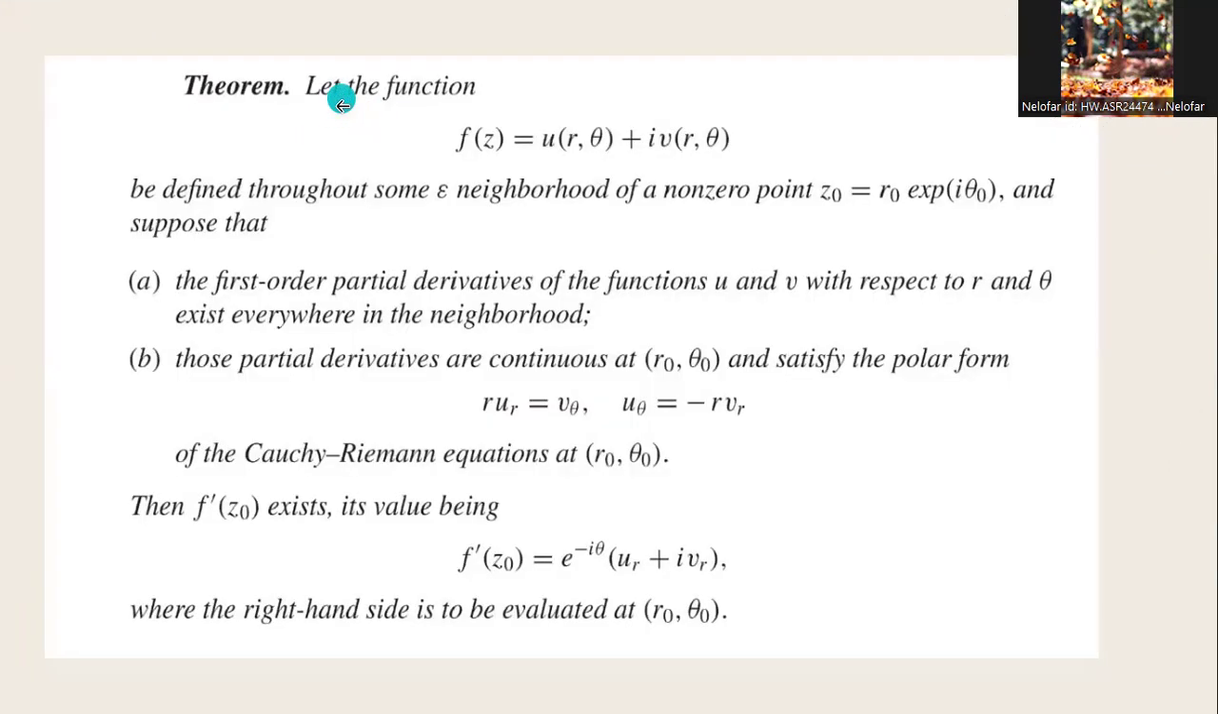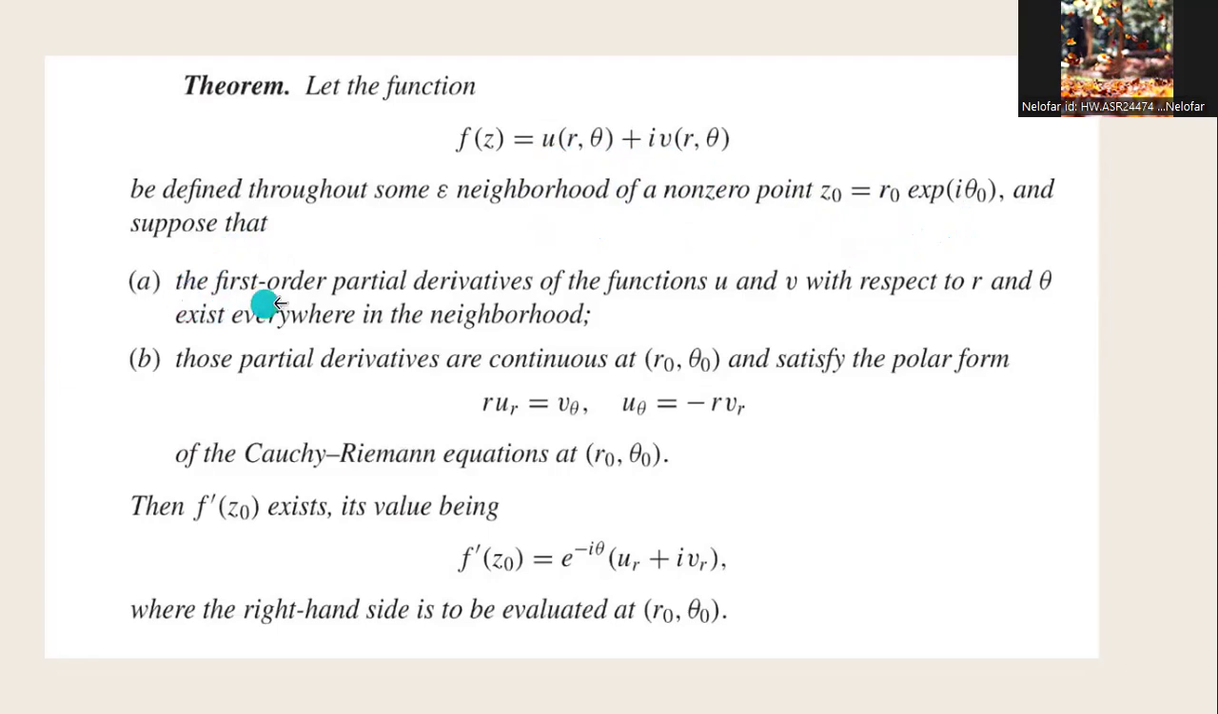So the theorem states like this, and this is the rephrasing of the theorem that we have proved for the Cartesian coordinates and the Cartesian form of CR equations. Just the rephrasing is in the polar coordinates r and theta. So let the function f of z, which is equal to u r theta plus iota v r theta, be defined throughout some epsilon neighborhood of a non-zero point z naught, where z naught is now expressed as r naught exponent of iota theta naught in r theta form, whereas before z was expressed as x plus iota y.